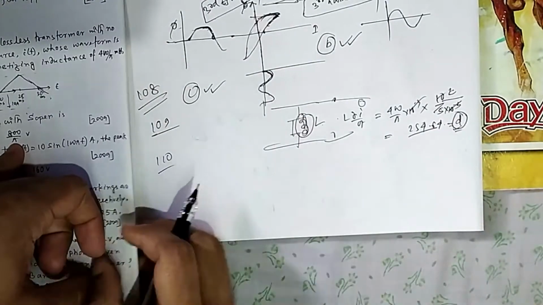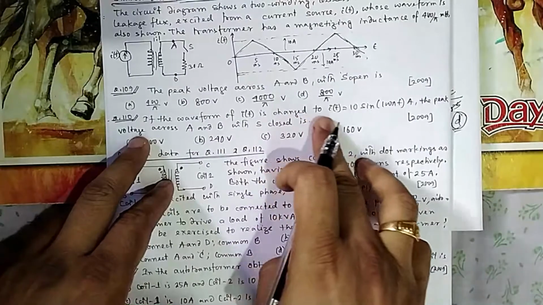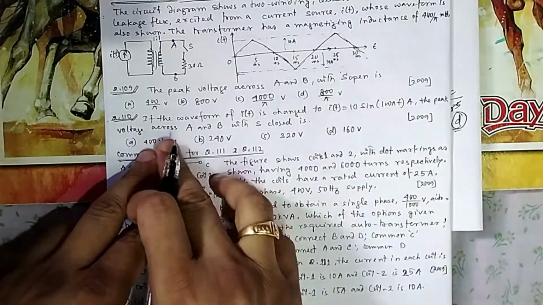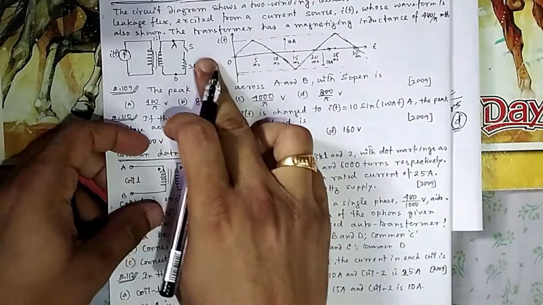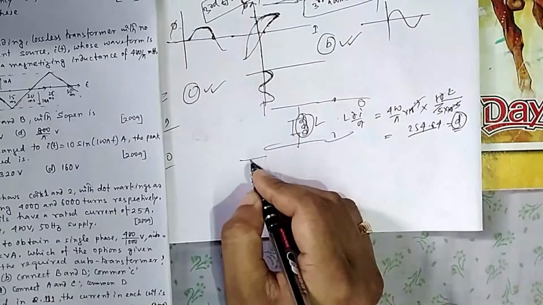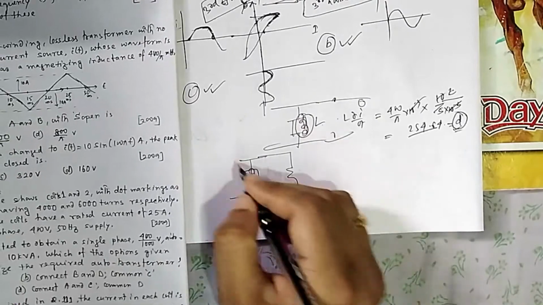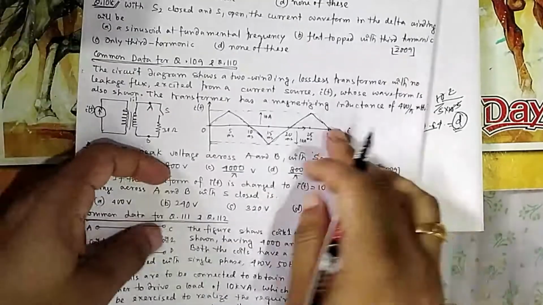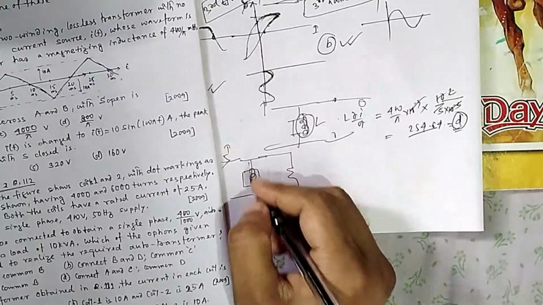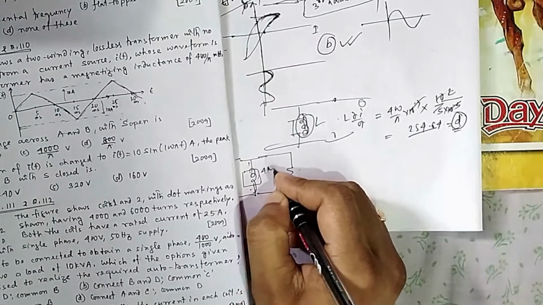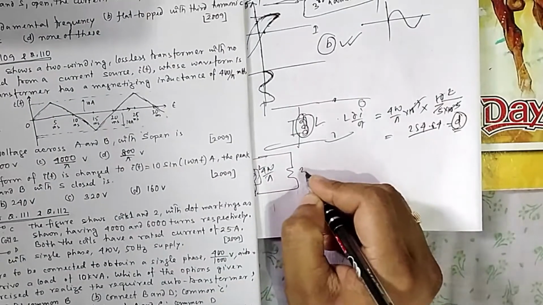Now if you come to 110, the waveform of IT changed to this. The peak voltage will be with S closed. Once you close S, you have two paths: one is the magnetization branch, and one is this load. So this I has actually divided into two branches. This is 40 by pi L, and this R is 30.